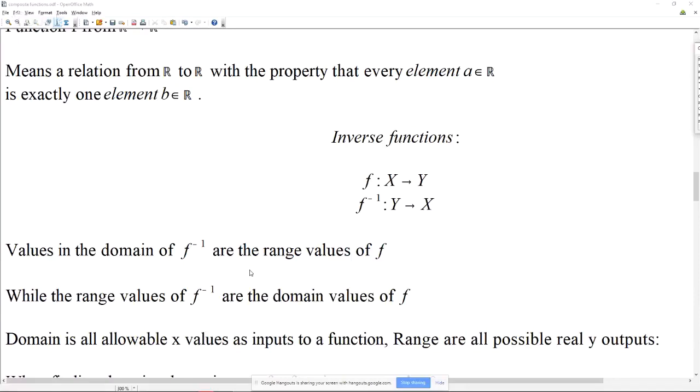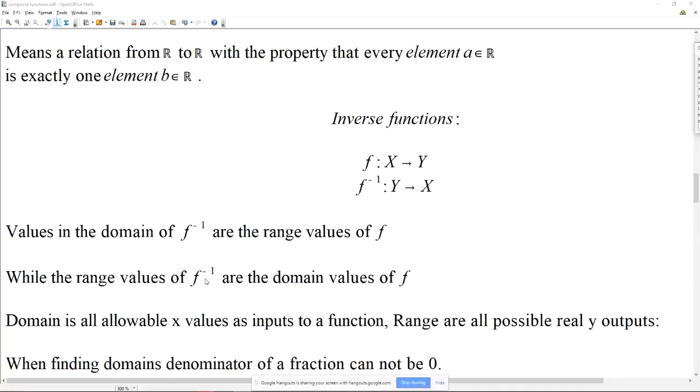So hang on. Okay, so the domain is all the allowable x values for the input. The range is all possible real y outputs, basically. And again, we don't want to have anything like 0 in the denominator, because you can't take a derivative if you have 0 in the denominator. What kind of line does that produce? Anybody remember? What kind of line is not differentiable? A horizontal or vertical? A vertical. Right. If it's vertical, then it's undefined, so we can't take the derivative.